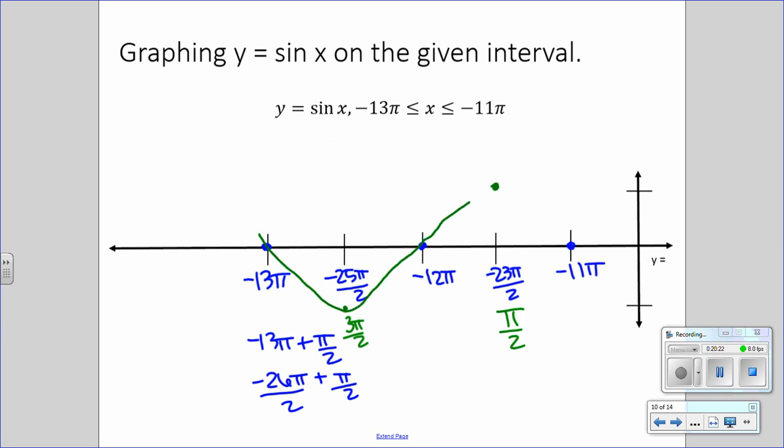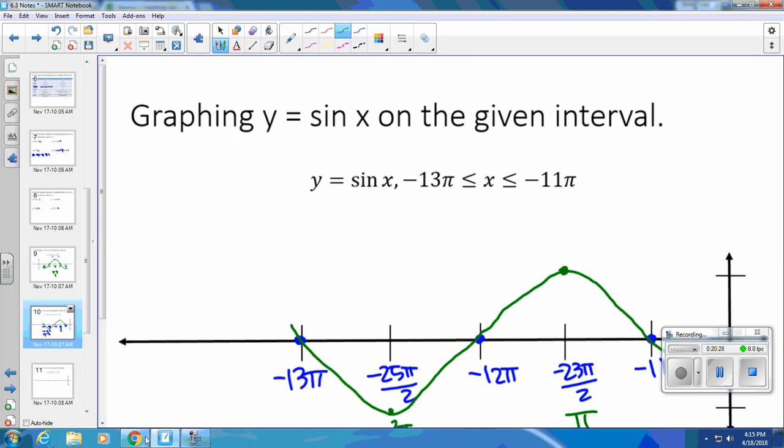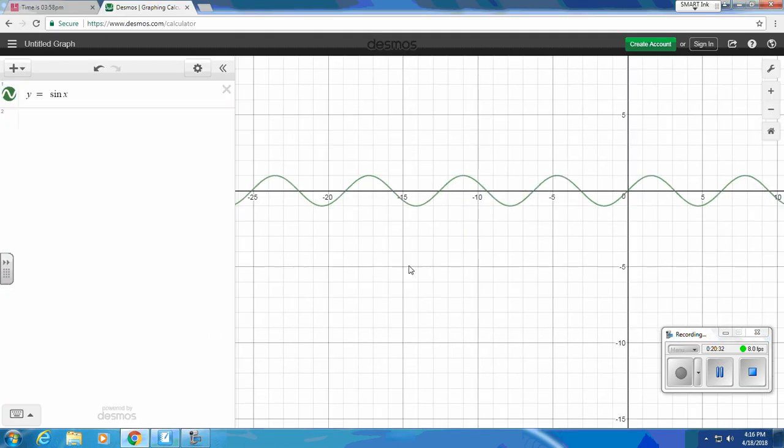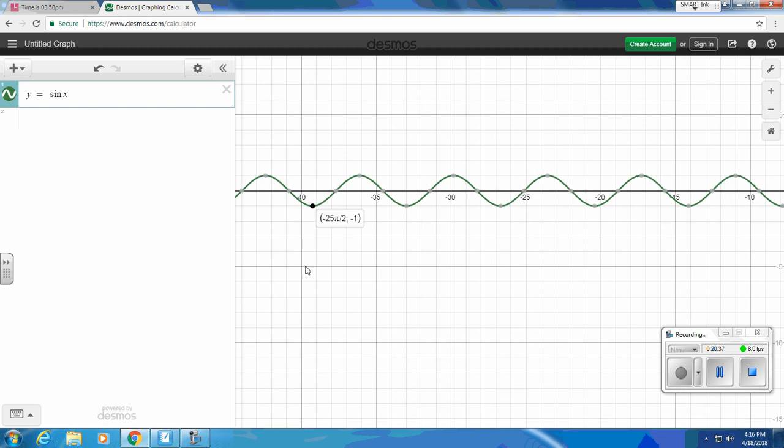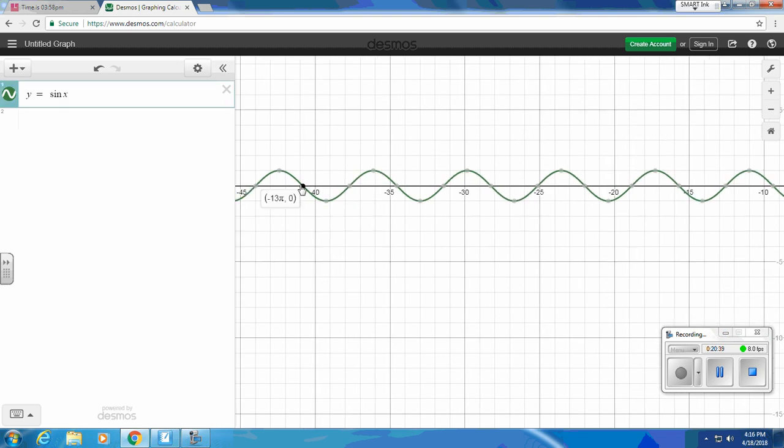And then here is the portion of my graph. Again, I'm going to go back and pull this up on Desmos. You're more than welcome to use this to help you. We got to keep going. 13 pi. Here we go. So, negative 13 pi, negative 25 pi over 2, 12 pi, 23 pi over 2, and negative 11 pi.